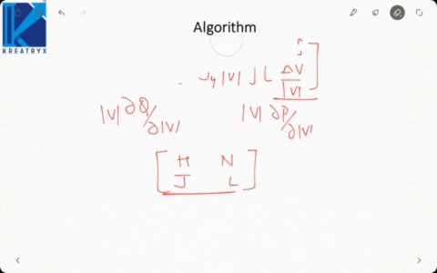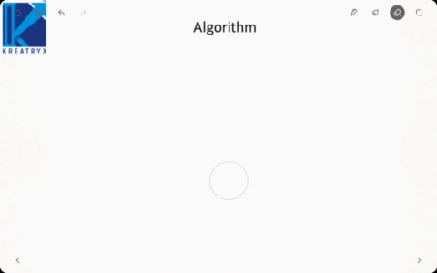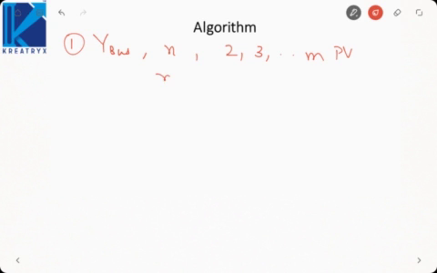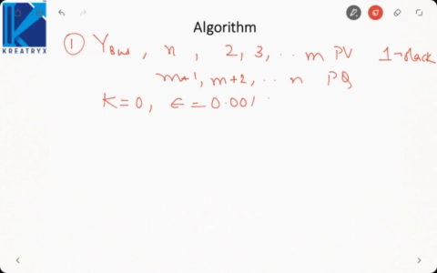Now let us see what are the steps to be followed when we are solving a problem using Newton-Raphson. So step 1 remains the same in all the methods. We have to take the Y bus matrix. Now if n is the number of buses and 2 up to m are PV buses, then m plus 1, m plus 2 up to n will be PQ buses and bus 1 will be slack. Here we will set iteration count as 0 and tolerance as 0.0001. Okay, so here only we will set the iteration count and tolerance.